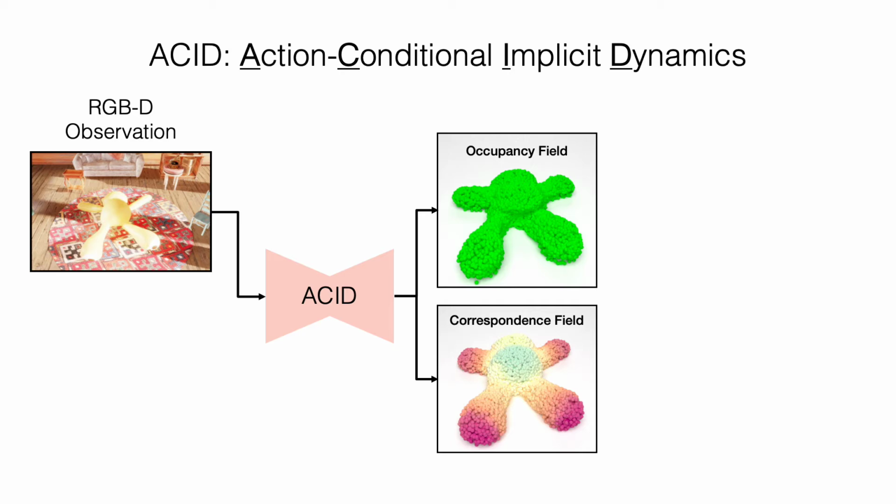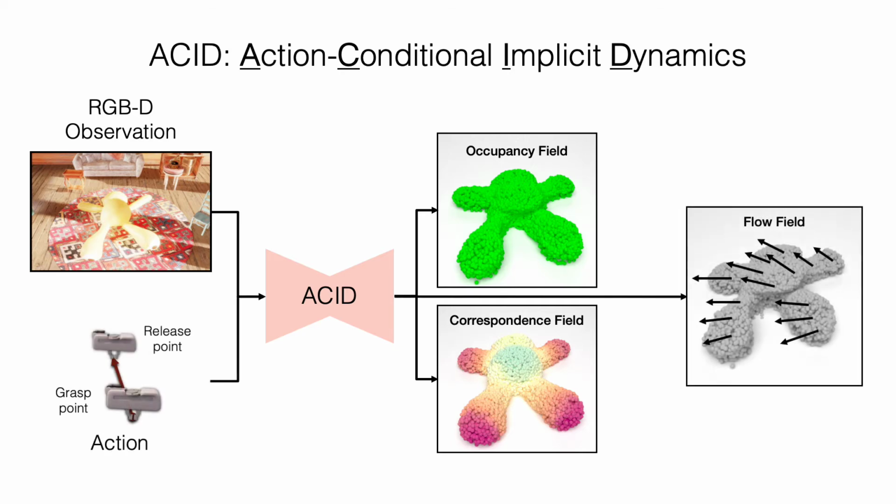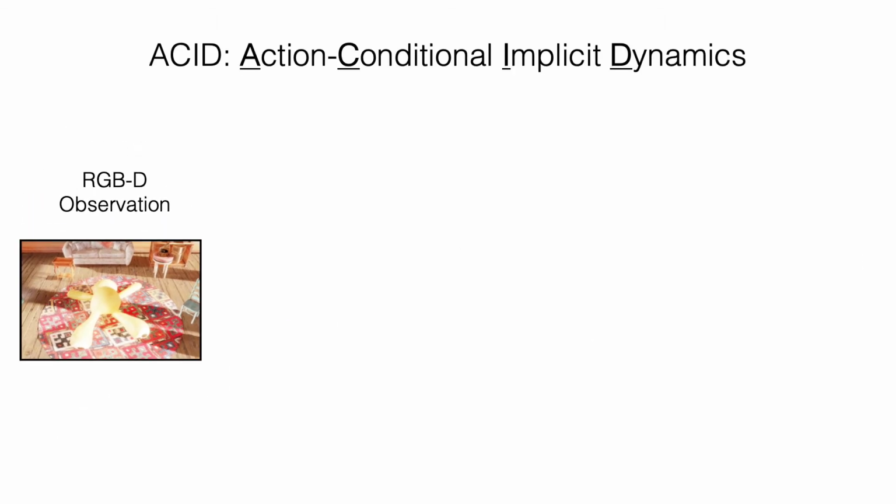Our model ACID predicts occupancy field and correspondence field from RGBD observations. ACID also predicts the action-conditional flow field. We represent action as a 3D grasp point and a 3D release point. We introduce our occupancy and correspondence prediction here.